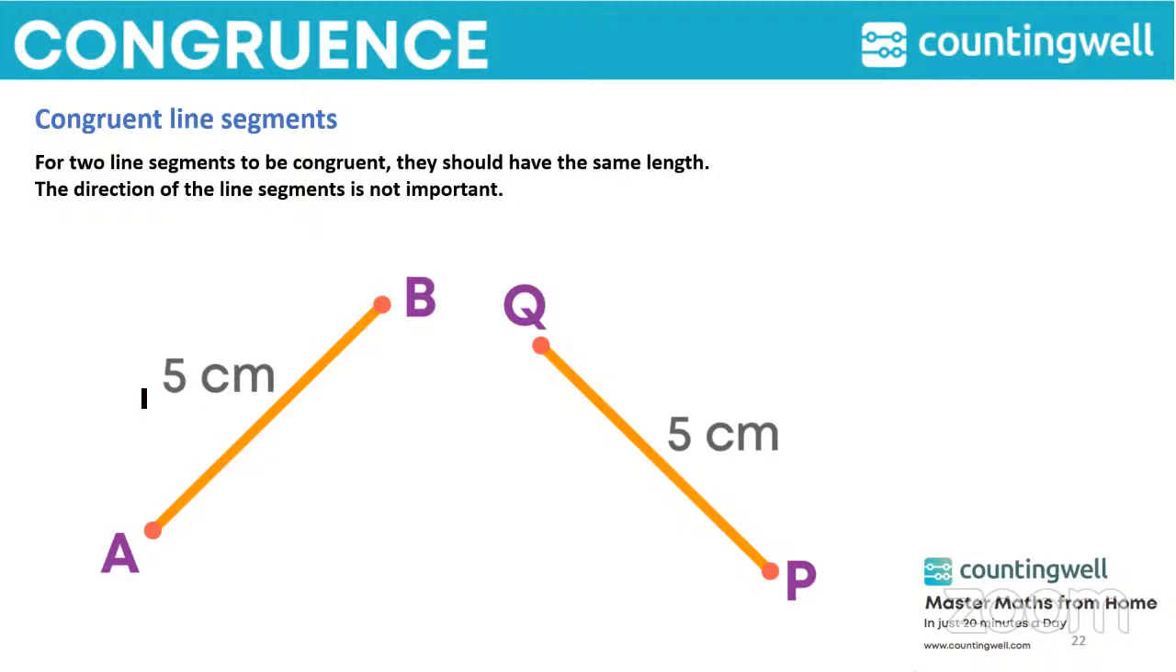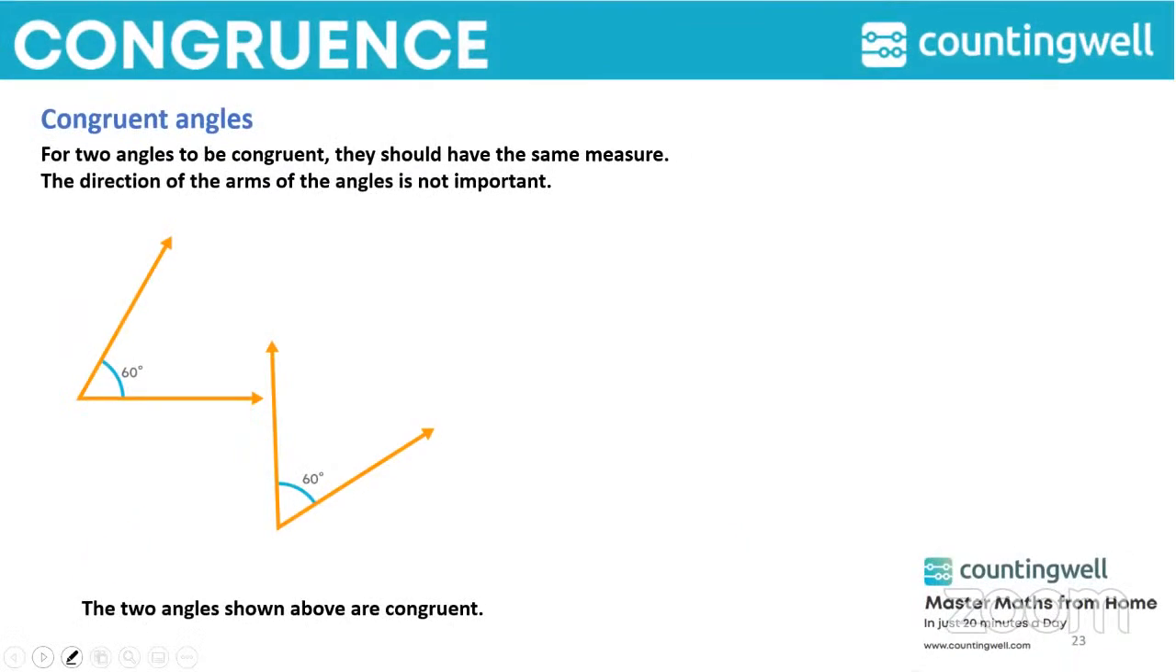Let us see for the chapter congruence. For two line segments to be congruent, they should have the same length. So do not observe the direction of the line segment. Just observe the lengths of the line segments. If they are equal, then the line segments are congruent. So the direction of the line segment is not important.